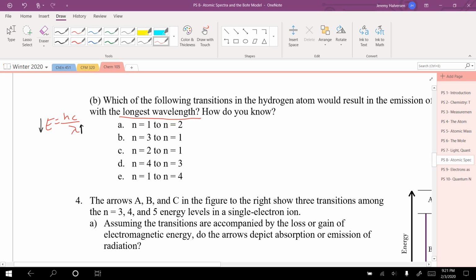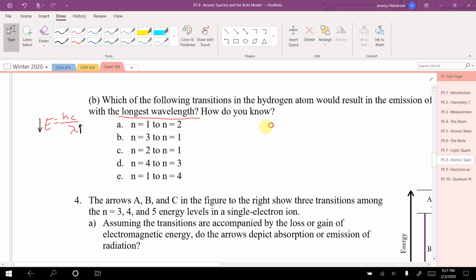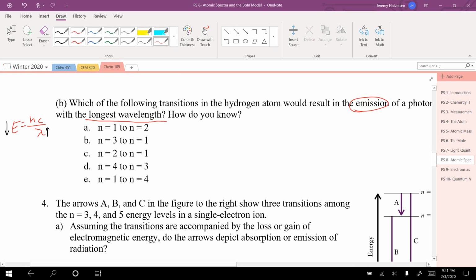Well, 1 to 2. Oh, and also it says emission. If I'm emitting, that means I have to be going down. So 1 to 2 is automatically out. 1 to 4 is automatically out, because those would be absorption. So if I were to draw this at n equals 1, n equals 2, n equals 3, n equals 4.